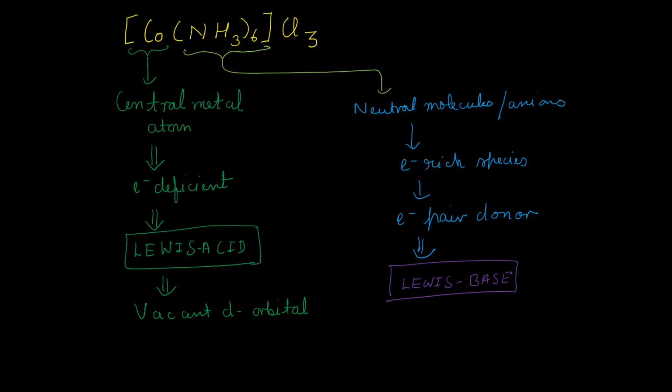So what will happen? This ammonia molecule will donate and share its electron pair because it has one lone pair of electrons over it, because it is a very good Lewis base. And cobalt, being electron deficient, or Lewis acid, as it has vacant d orbitals, will accommodate the lone pair given by it. So in this way, a coordinate covalent bond will be formed between the ammonia molecule and the cobalt atom. And if such a type of bond is present in any compound, then that will be called a coordination compound.